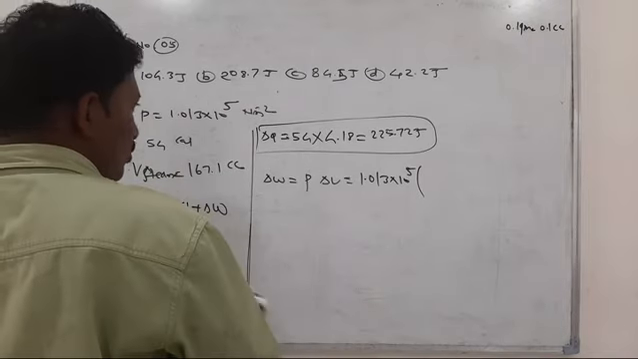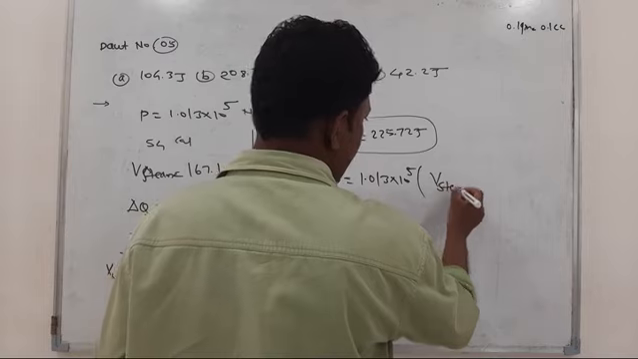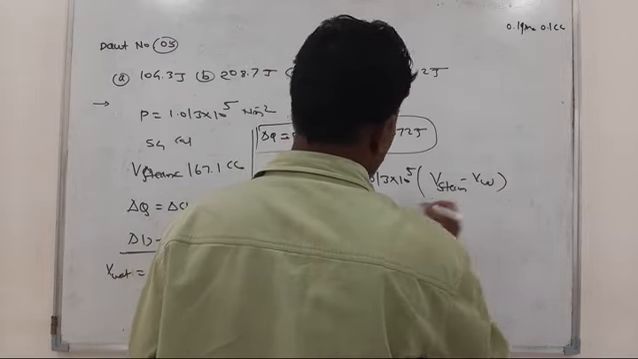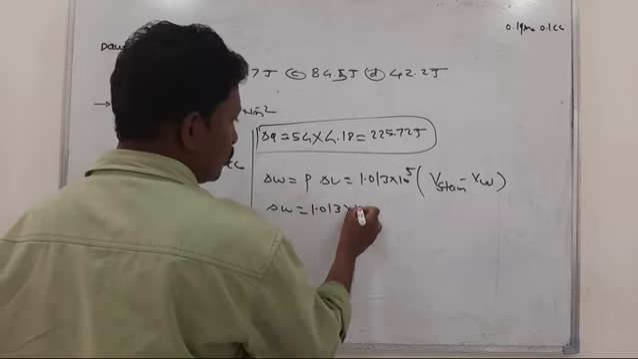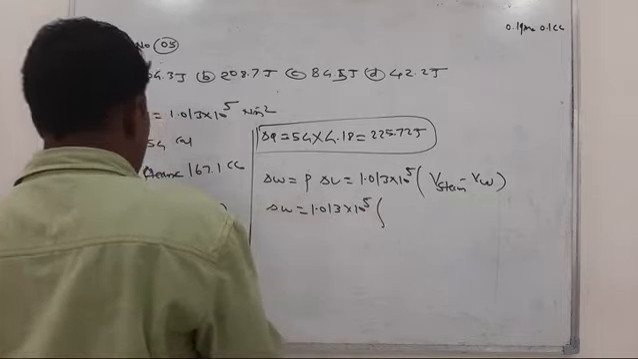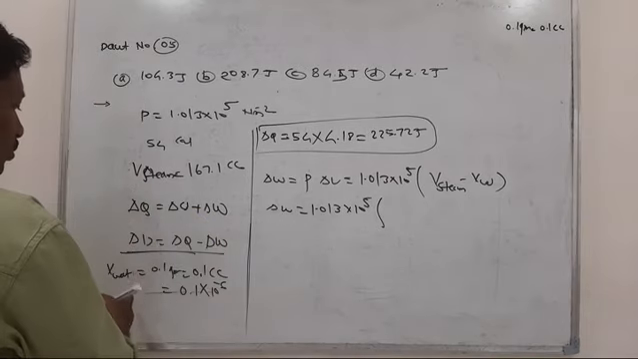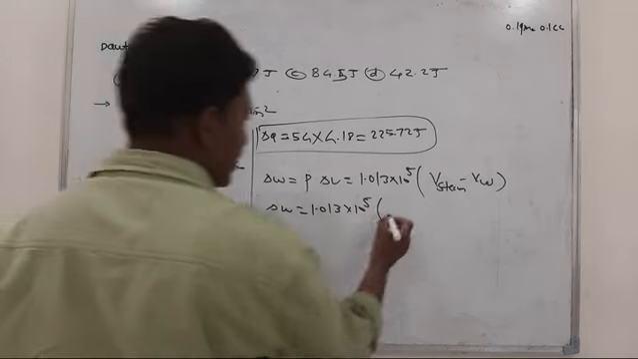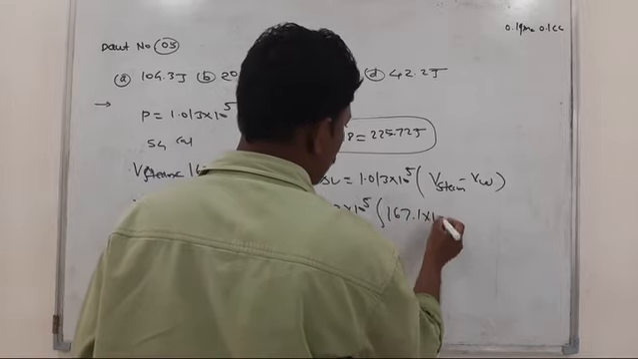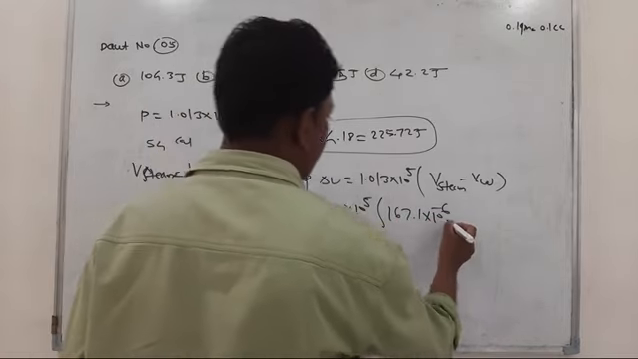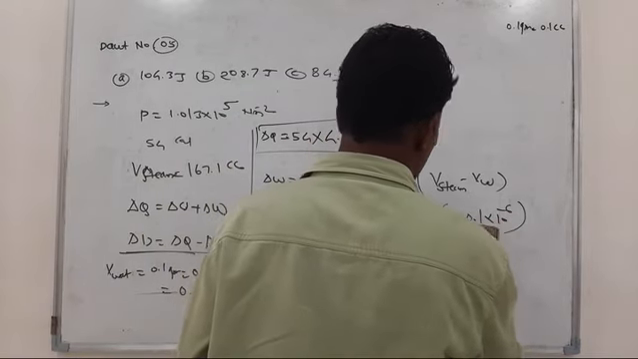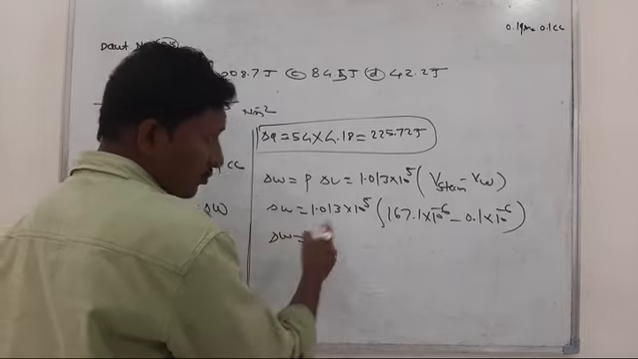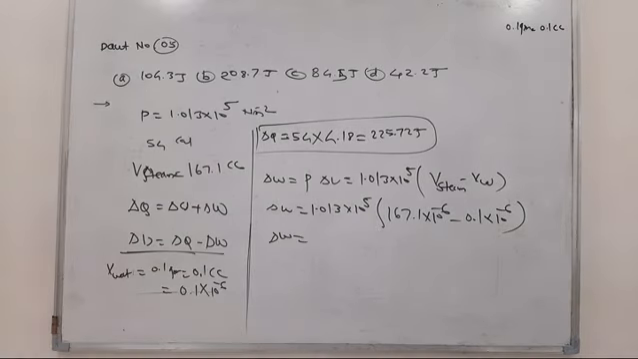The changing value is what, student? V steam minus V water. So delta W must be equal to 1.013 into 10 raised to 5, times V steam minus V water. V steam is also known in this given example: 1.67 into 10 raised to minus 6 cubic meter, minus V water, that is 0.1 into 10 raised to minus 6. Right student, I directly write the value of this answer. What is it, student?